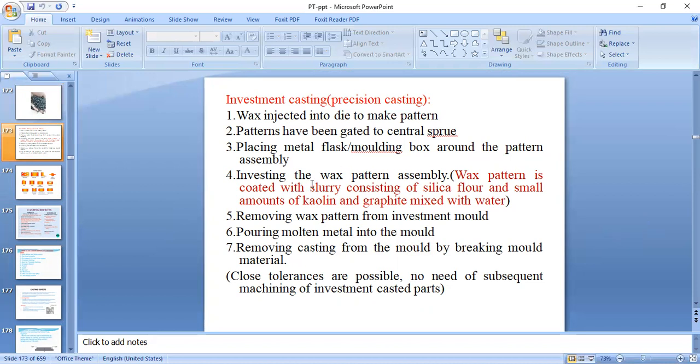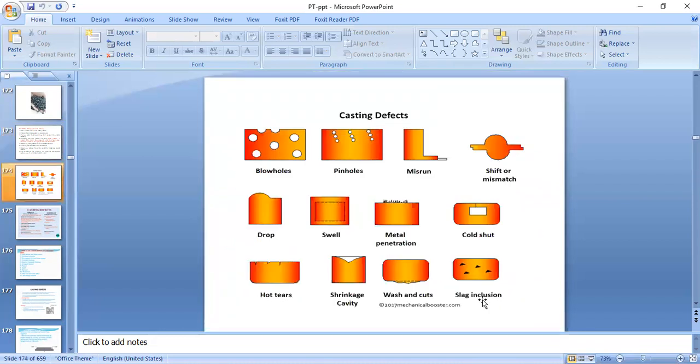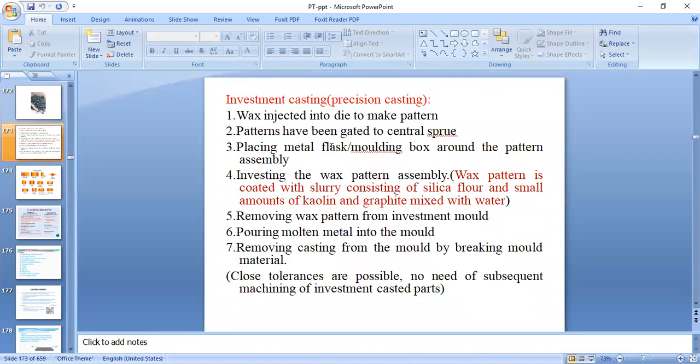Next, in investing, the wax pattern assembly is coated with a slurry containing silica flour, a small amount of binder, and a graphite mixture with water. Remove the wax pattern from the investment mold. Pour the molten metal into the mold, and remove the casting from the mold by breaking the mold material. Close tolerances are possible. No need of subsequent machining of investment casting parts. This is about special casting processes.